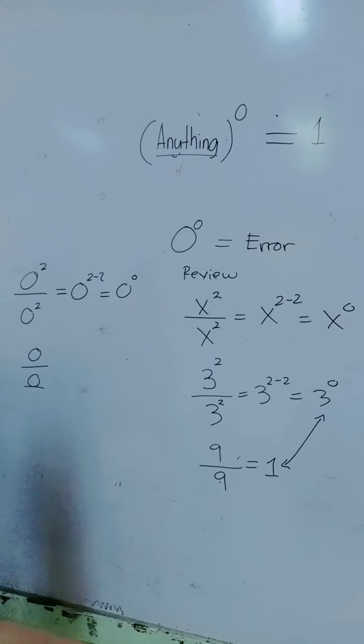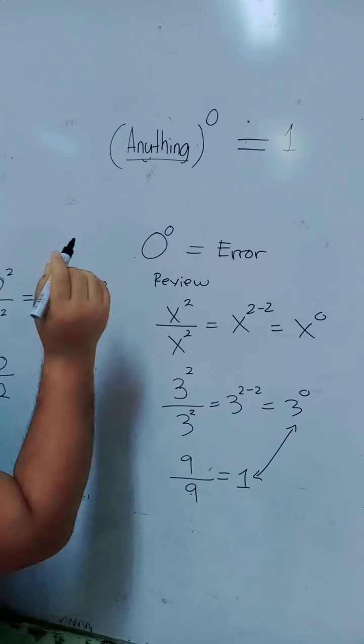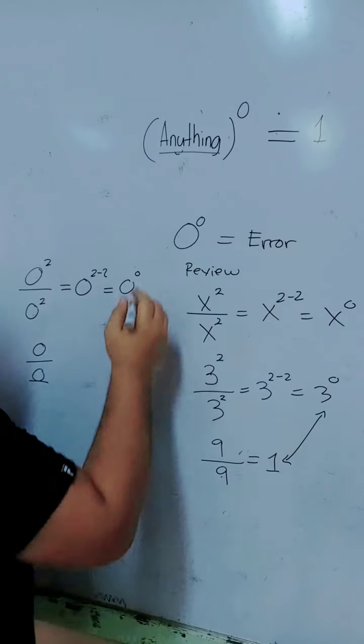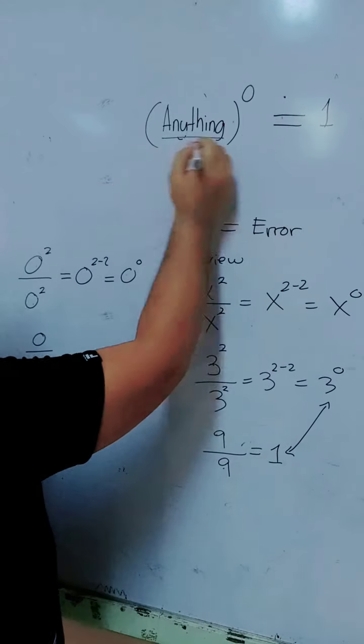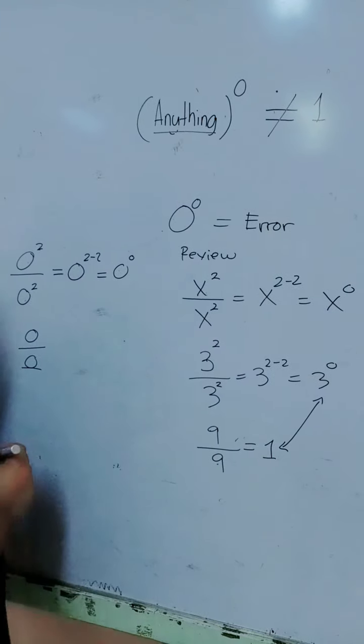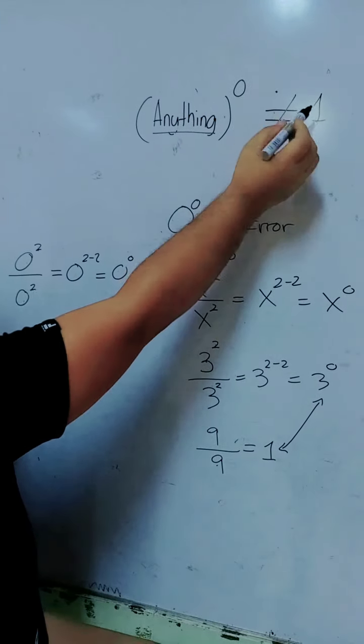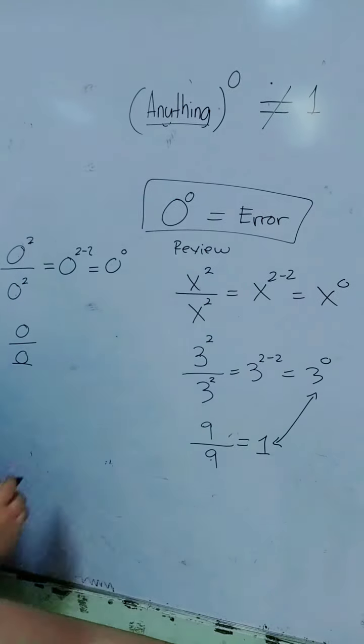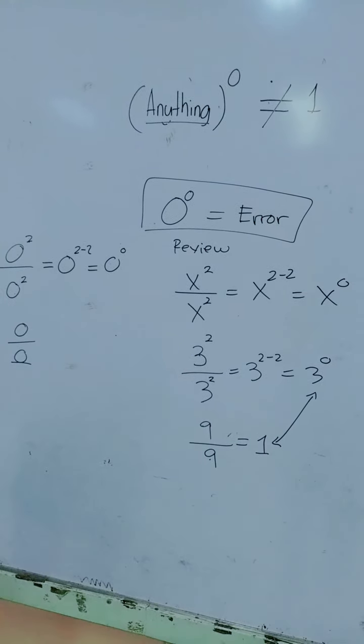That is why I told you I disagree that anything raised to the power of 0 is equal to 1. So I can conclude that this statement is a false statement. Not anything raised to the 0 power is equal to 1, because I can give a counter example, which is 0 to the power of 0 is an error. Hope you learned something. Thank you.